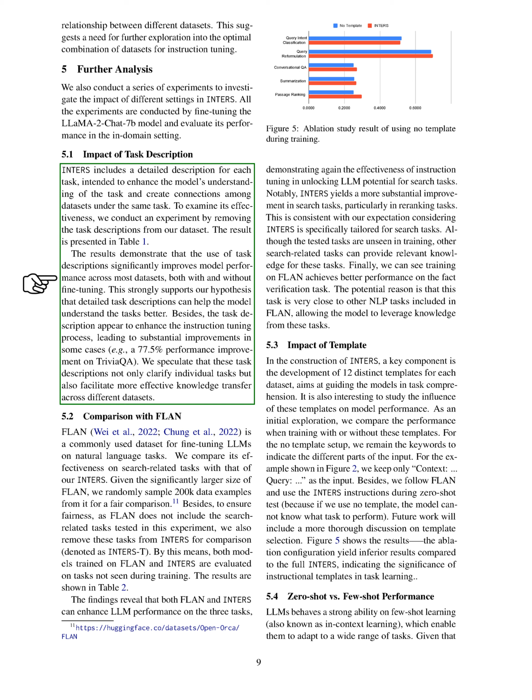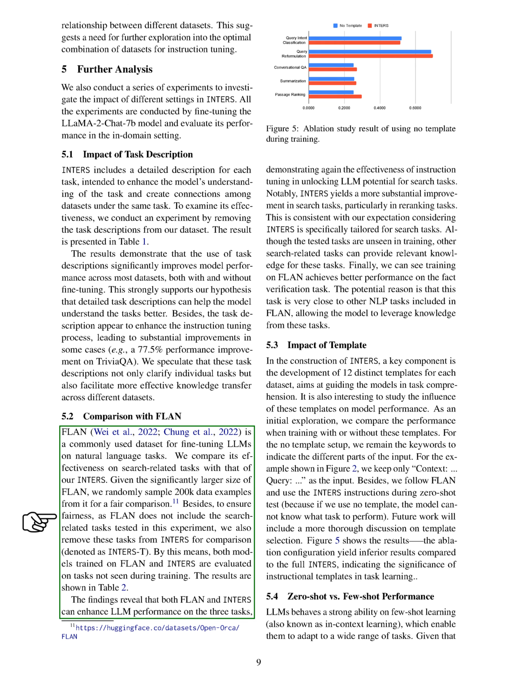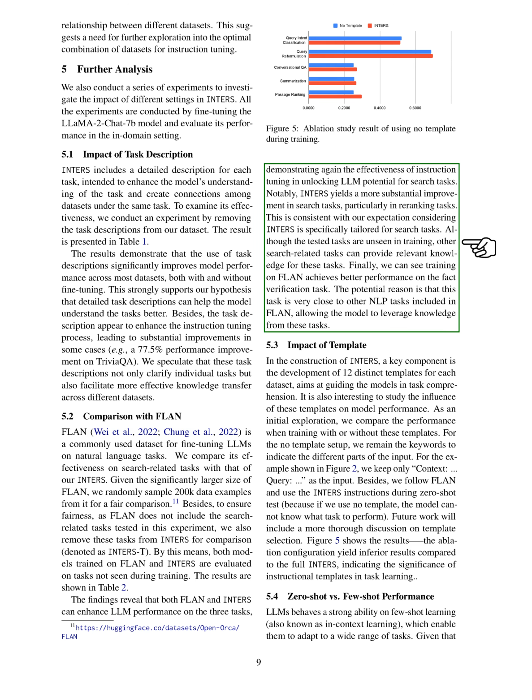Next, we compare our INTERS with FLAN, a commonly used dataset for fine-tuning language models on natural language tasks. Given the larger size of FLAN, we randomly selected 200,000 data examples from it for a fair comparison. To ensure fairness, we also removed the search-related tasks from INTERS for comparison, as FLAN does not include these tasks. The results show that both FLAN and INTERS can enhance language model performance on the three tasks, proving the effectiveness of instruction tuning in unlocking the potential of language models for search tasks.